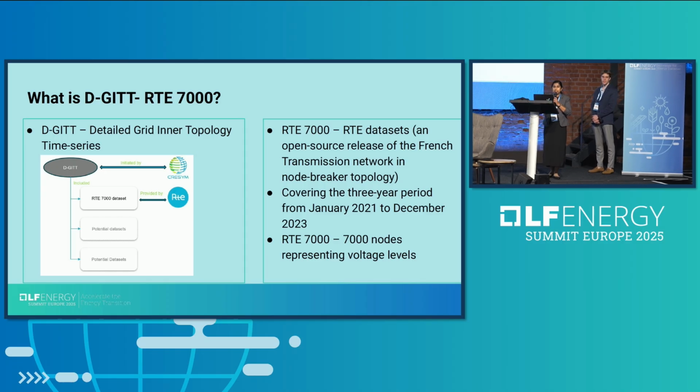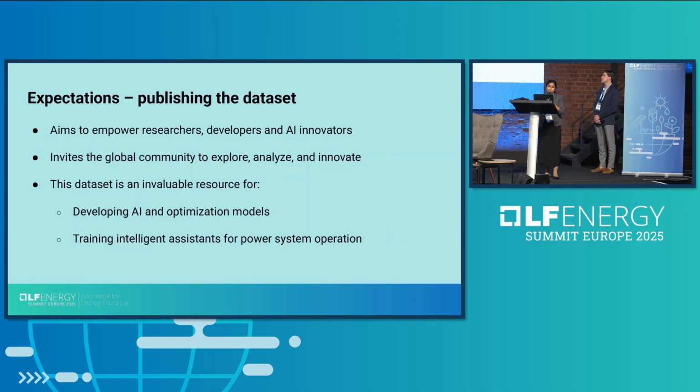So what is the RTE7000 dataset? An open source release of the French transmission network represented in node-breaker topology. It spans the 3-year period from 2021 to 2023, with snapshots taken every 5 minutes. And it models around 7,000 nodes covering different voltage levels across the French grid.